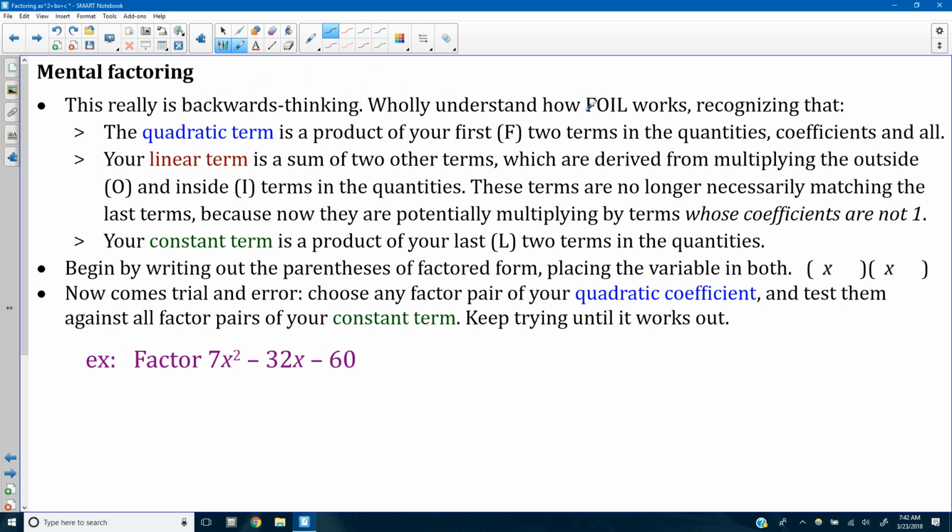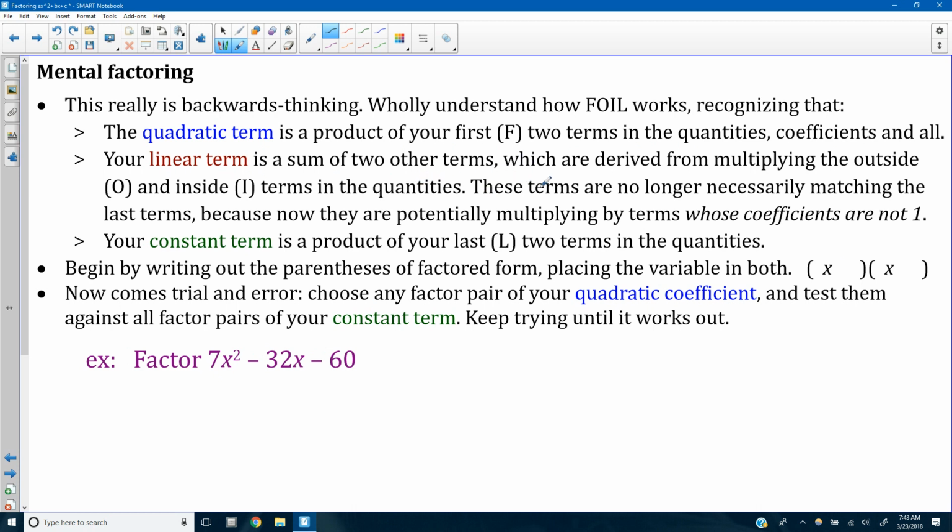We have to wholly understand how FOIL works, how we distribute polynomials, what happens when you're doing that. Recognizing that the quadratic term is a product of your first two terms in the quantities, the coefficients and all. So this 7x squared is a product of something times something in these first two terms here. And you'll see this x and x right here. x times x is x squared. Something else times something else gives me 7x squared. The linear term, this negative 32x, is a sum of the two other linear terms, which are derived from multiplying the outside and inside terms in the quantities.